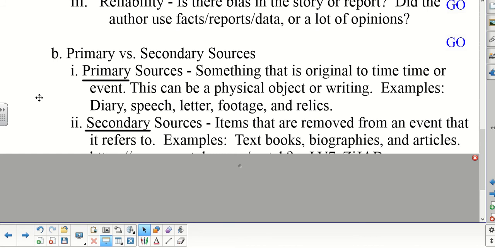A lot of your textbooks, they may have a few primary sources within them, but the textbook itself is a bunch of historians telling you that stuff secondhand. They weren't there. They weren't in the Civil War. They weren't in World War I. They weren't in World War II. They're telling you the information about it.